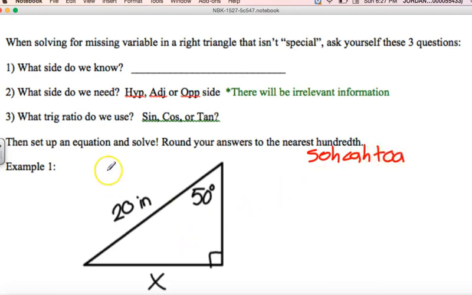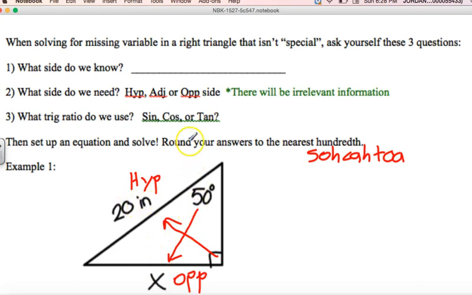Okay, so now that we remember that, let's answer the first question. Which side do we know? We know this side right here, which is across from 90, so that makes that our hypotenuse. Okay, second question, what side do we need? Alright, well, using this angle, the angle that we're given, how does that relate to this side? Well, this side is the opposite of that angle. Alright, so we need to find the opposite, and we know the hypotenuse.